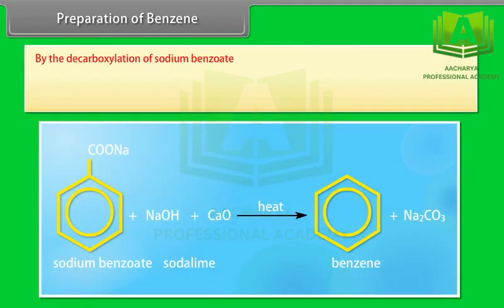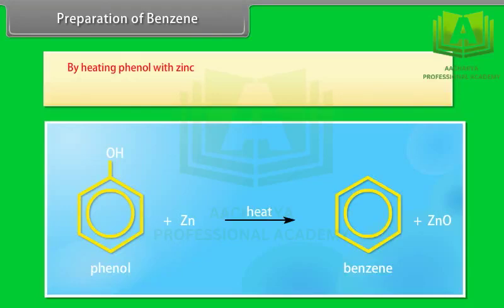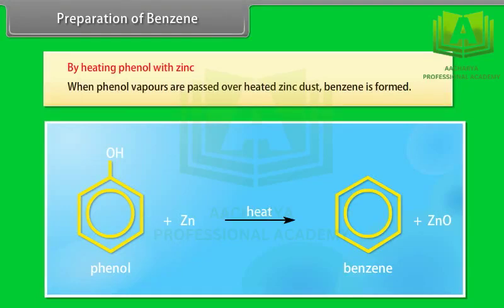Preparation of benzene by the decarboxylation of sodium benzoate. This method is used in the laboratory to obtain benzene. Sodium benzoate is heated with soda lime, and when it gets decarboxylated, that is, loses carbon dioxide, benzene is obtained. By heating phenol with zinc: when phenol vapors are passed over heated zinc dust, benzene is formed.